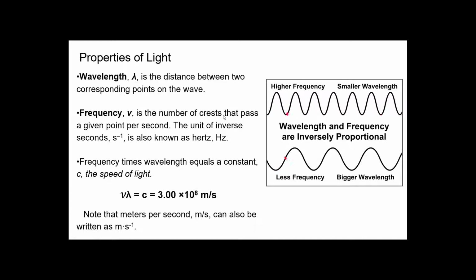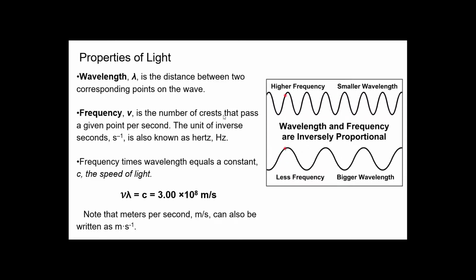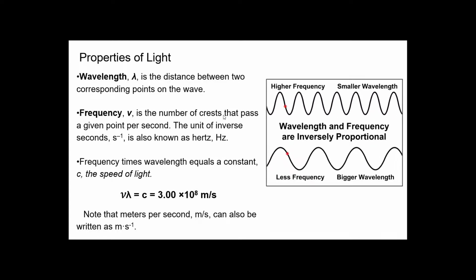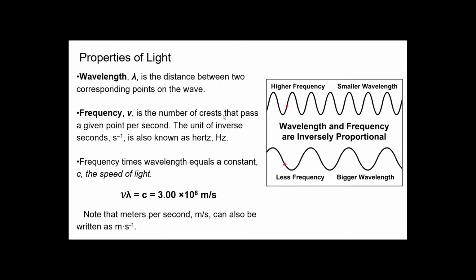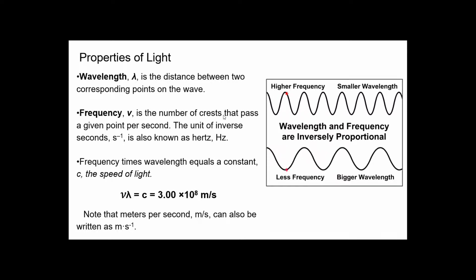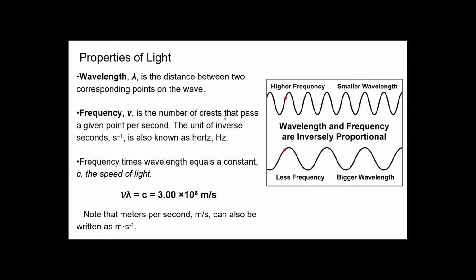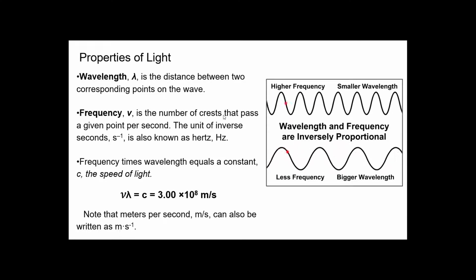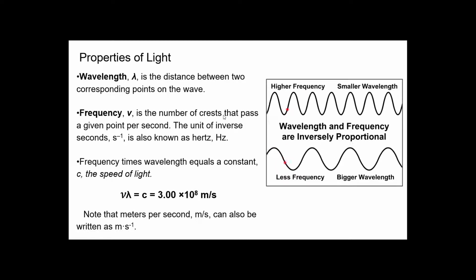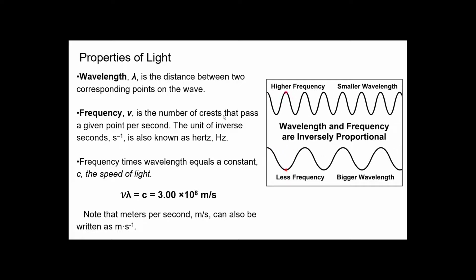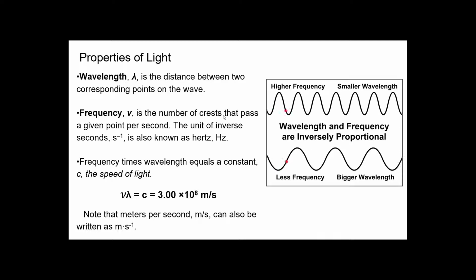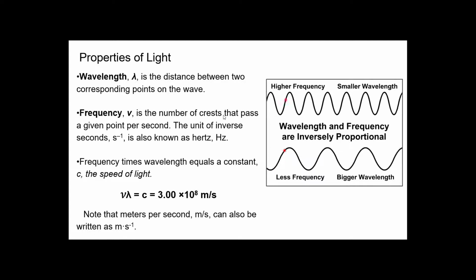The unit is the inverse of seconds, so 1 over seconds, and it's also known as hertz. So if anything is referred to as hertz, that's 1 over seconds. Frequency times wavelength equals the constant c, the speed of light. It is either 2.988, 2.998, or 3. I just rounded up because it's super easy. Who wants to deal with 2.998?